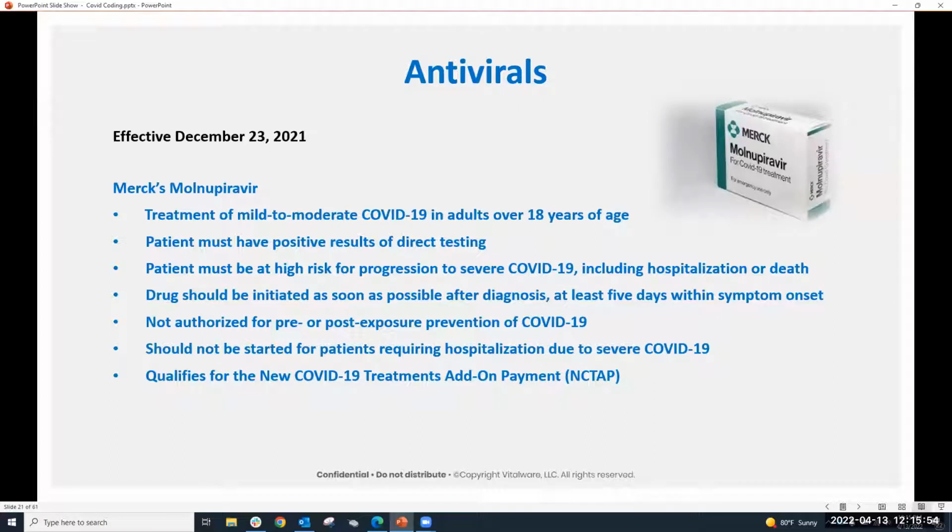They must be at high risk for progression to severe COVID. The drug should also be initiated within 5 days of symptom onset, and it's not authorized for pre or post exposure prevention. This one also should not be started on patients who are in the hospital with severe COVID already, and it also qualifies for the new COVID-19 treatment add-on payment.